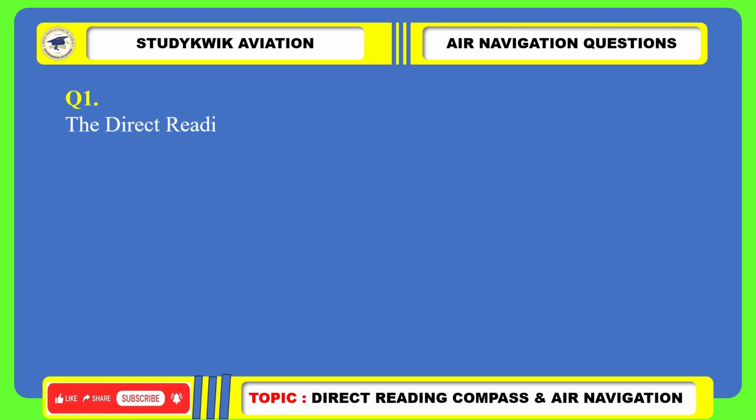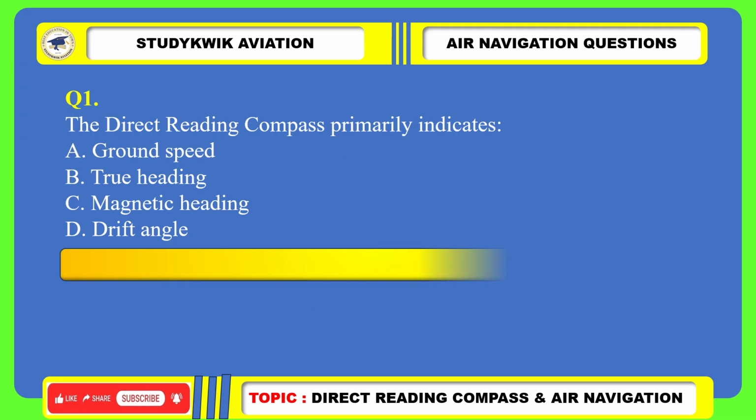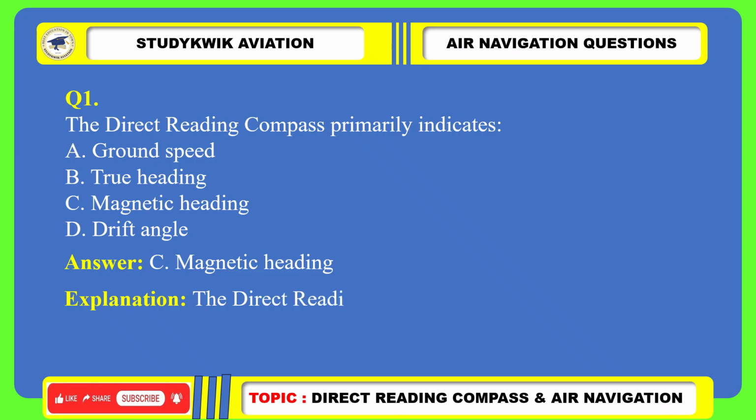Question 1. The direct reading compass primarily indicates ground speed, true heading, magnetic heading, drift angle. The correct answer is C. Magnetic heading. The direct reading compass aligns with Earth's magnetic field, giving magnetic heading.